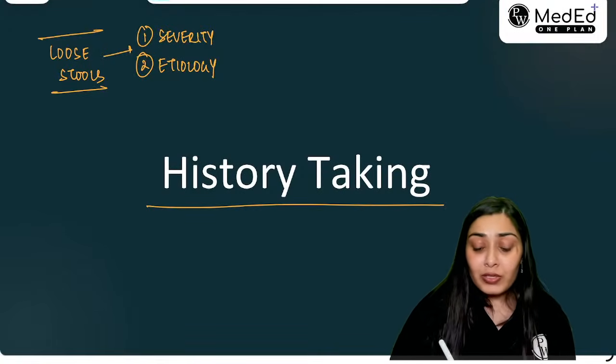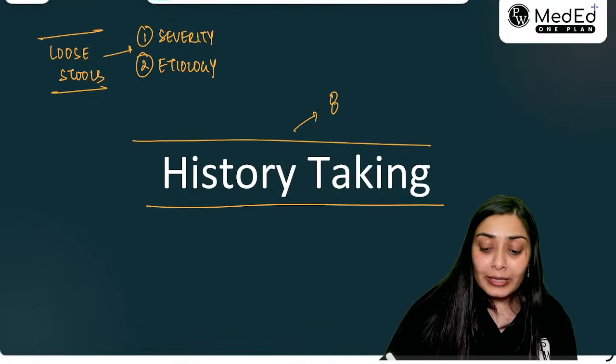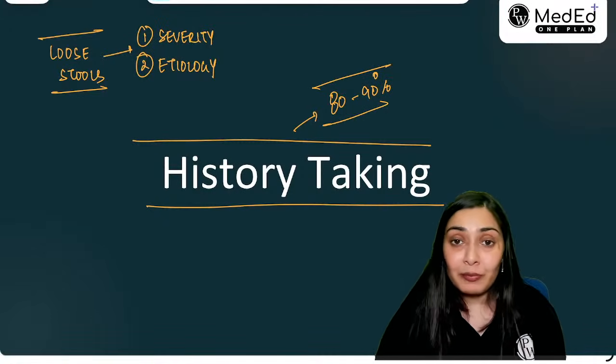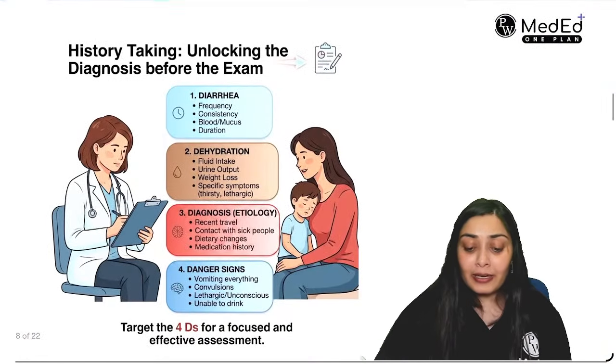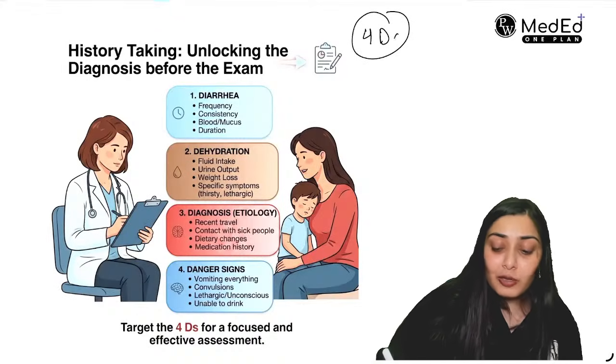My professor used to say that your history should be such that you come to 80 to 90% of the diagnosis. 80 to 90% of the diagnosis is clear. Investigations take up the rest 10%, right? So when you are talking about history taking in diarrhea, think about 4Ds. Diarrhea is D, right? So think about 4Ds.